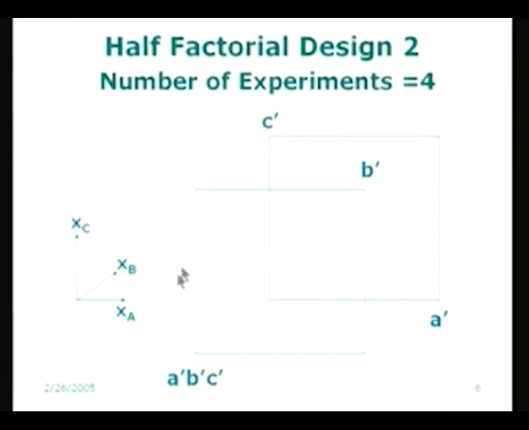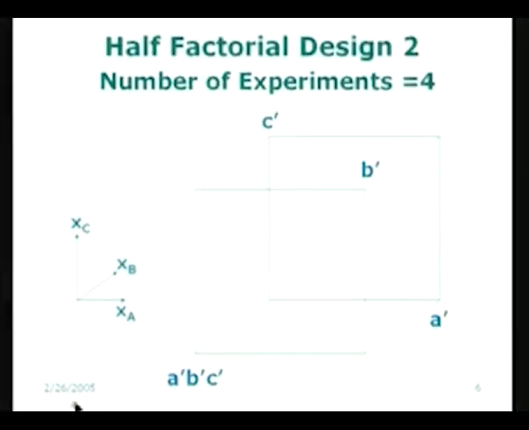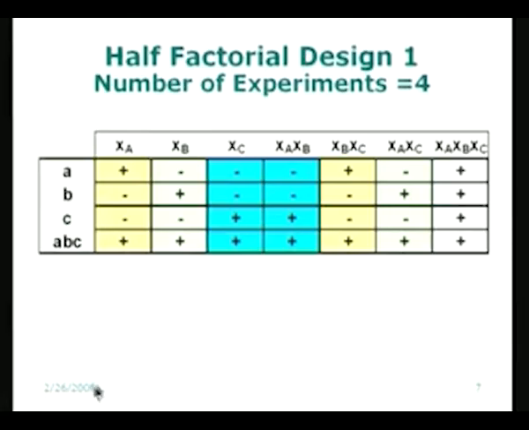That means that the number of experiments I am going to perform is reduced by a factor of 2. Of course, if you reduce the number of experiments, some information must be lost. So exactly what is going to happen is seen from the half factorial design number 1, which I have shown here. So I have plotted here the points A, B, C and ABC, and the values of XA, XB, XC. We will come to this later on.